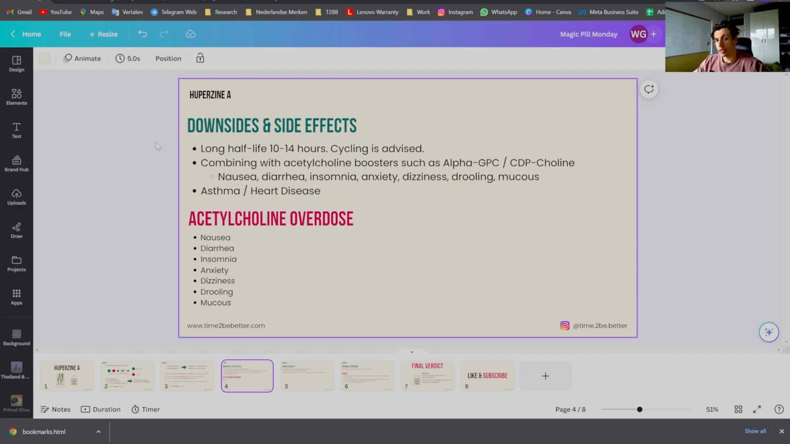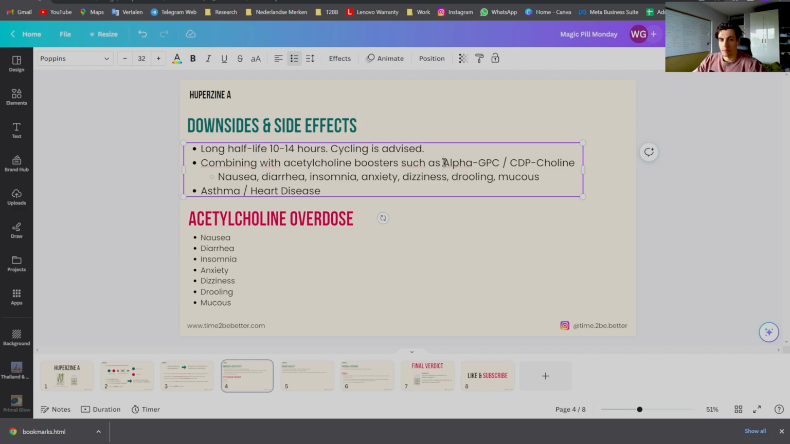And the reason is that if you take it every day, Huperzine A will build up in your body and you might get an acetylcholine overdose. Basically, so much acetylcholine builds up in your body because there's no enzyme to break it down. And having this overdose can have a few negative side effects. And I just listed a couple here, like nausea, diarrhea, insomnia, dizziness, etc. Now, the same can be achieved, this acetylcholine overdose, if you combine Huperzine A with an acetylcholine booster, such as alpha-GPC or CDP-choline.